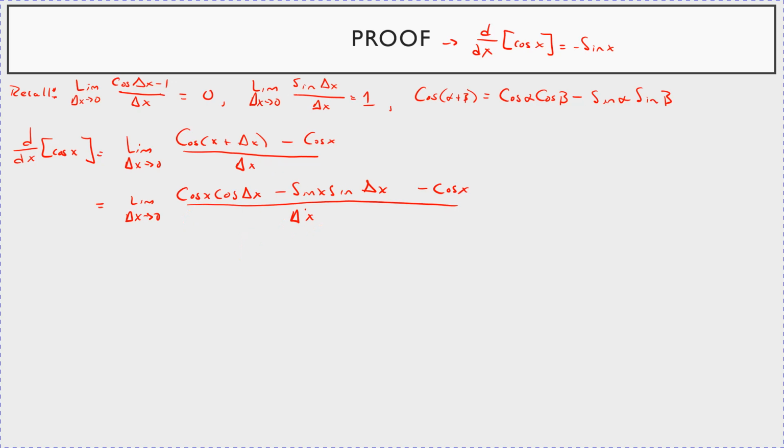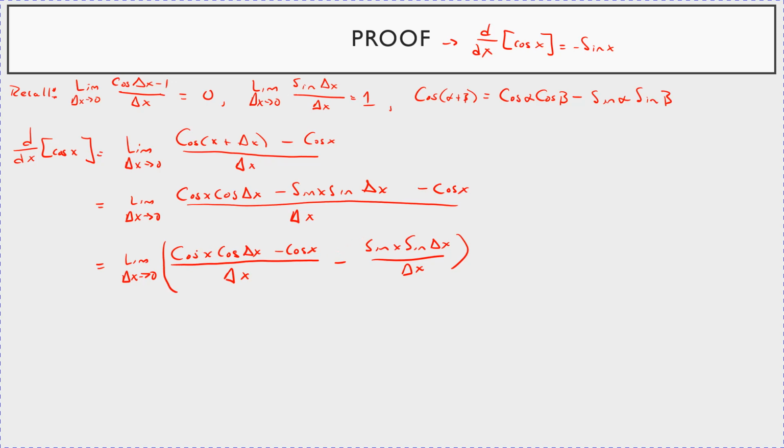Well, look, you're just going to rearrange some terms here, okay? Watch this. You're going to move this cosine over to here, okay? So this is the limit as delta x goes to 0 of cosine of x cosine delta x minus cosine of x, and I'm going to put this all over delta x, minus sine of x sine of delta x, all over delta x. I just moved the cosine over here and broke it up a little bit.